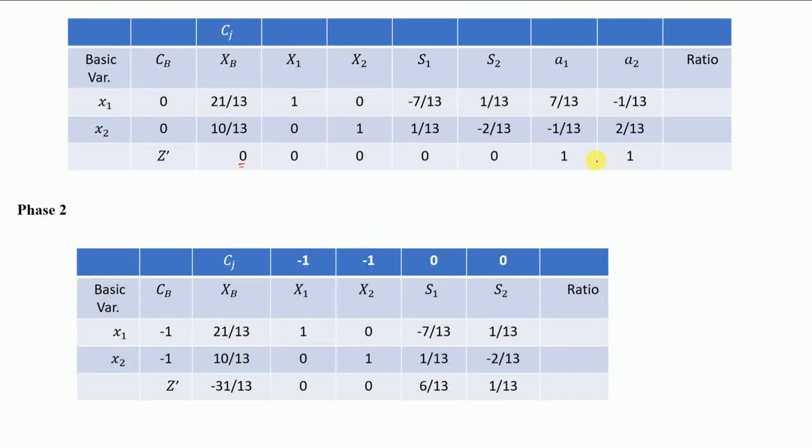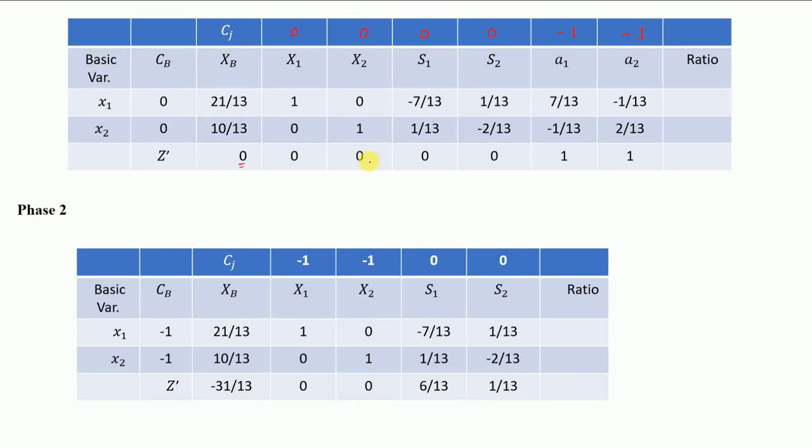These are the values of zj. Here values are missing, so you can write it 0, 0, 0, 0, minus 1 and minus 1. So these values are here. Look at this. All values are greater than or equal to 0. None of the values is negative. It means this is the optimal solution.